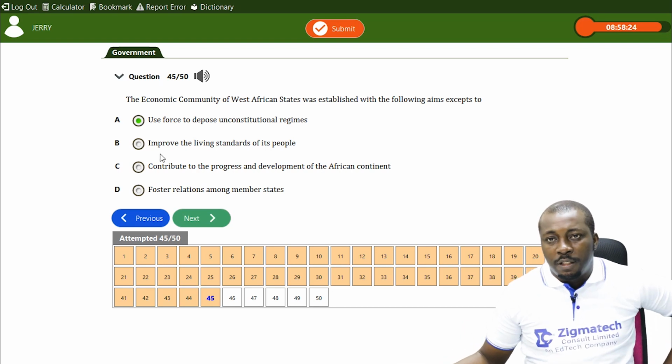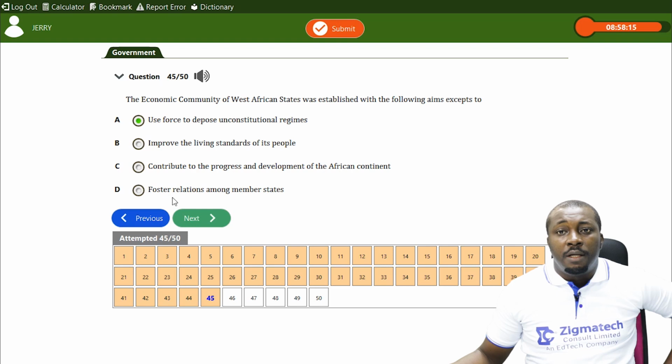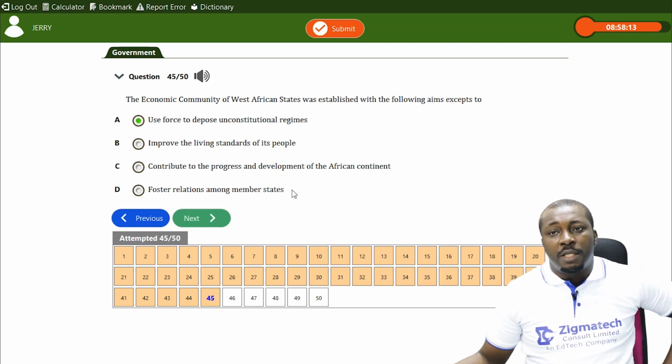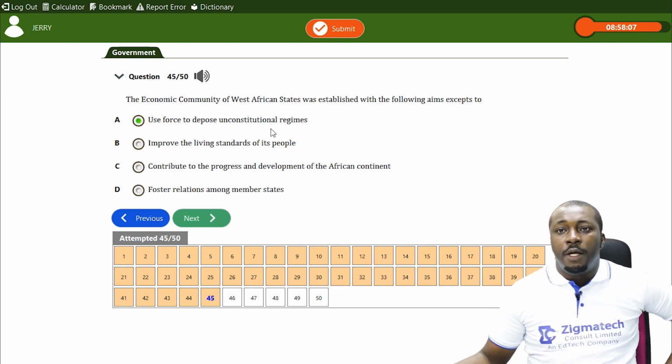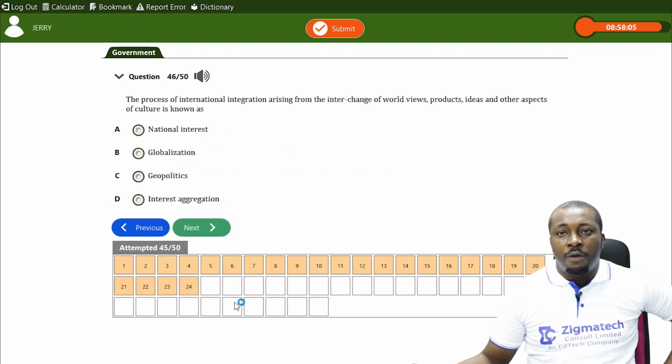ECOWAS is an economic organization. Of course, it aims to improve the standards of living of the people. B, it contributes to the progress and development of the African continent. D, fosters relations among member states. These are the aims, but to use force to dispose unconstitutional regimes is not an aim of ECOWAS.